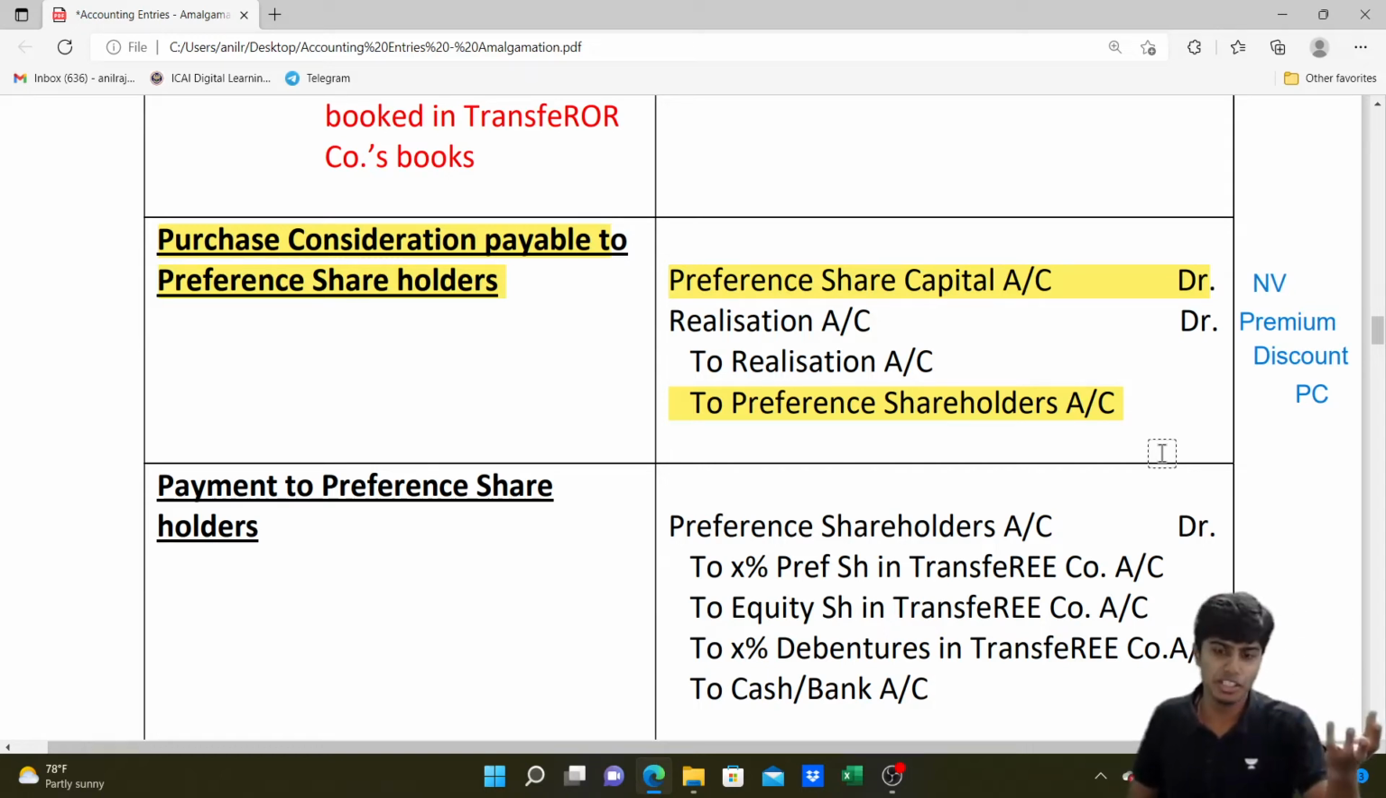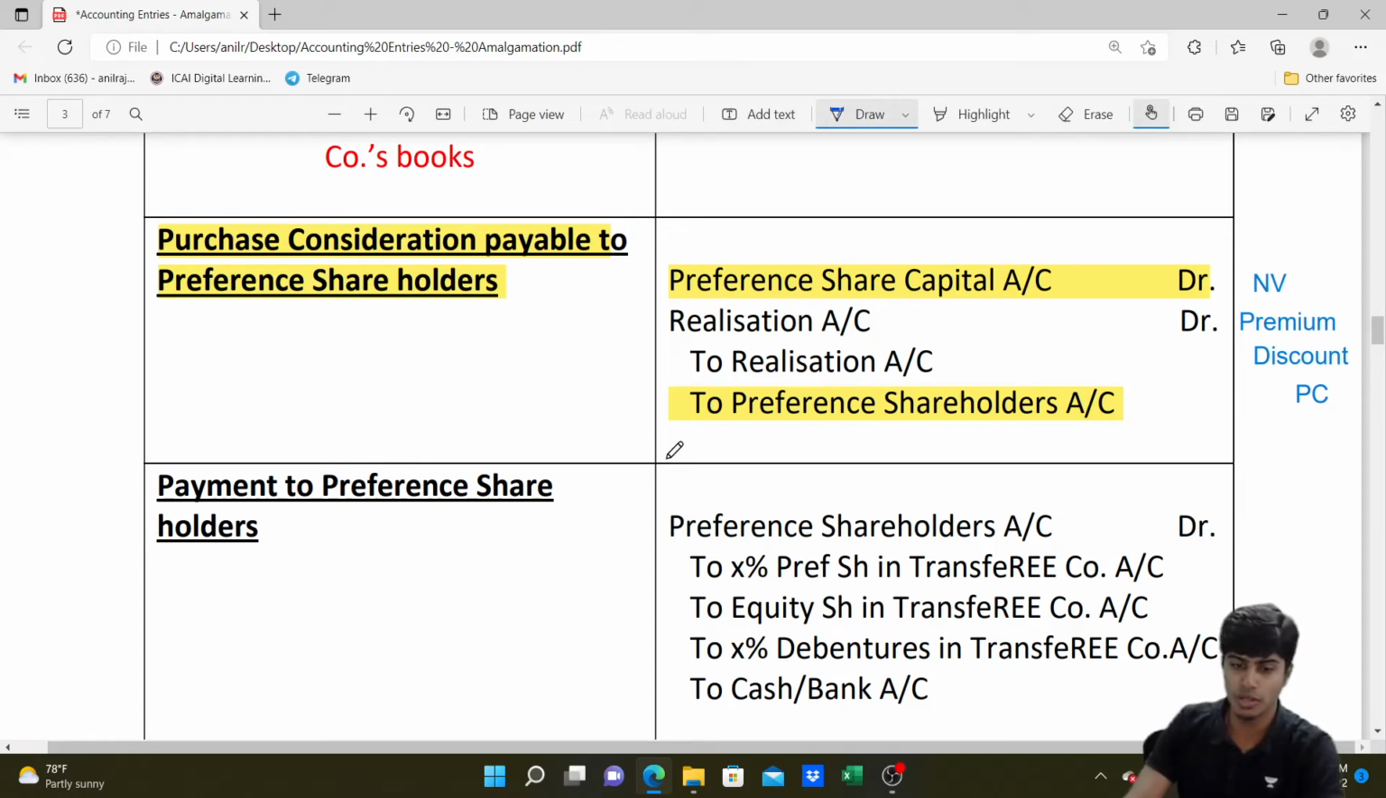Amount payable to preference shareholder, credit. Preference share capital is decreasing. That's the entry. Then payment to preference holders. You can pay them by giving them equity shares, preference shares, debentures, cash or whatever. Because you are giving them, this payable to preference shareholders account, whatever you credited here, has to be nullified. So we will debit it.